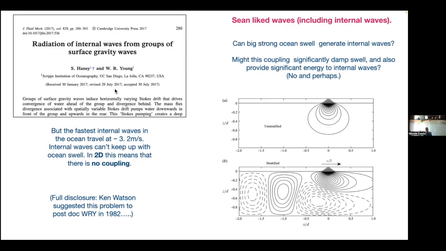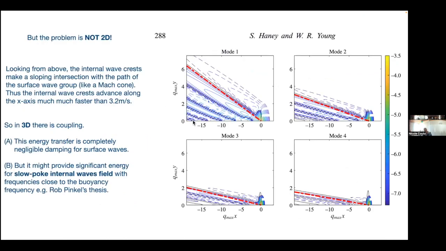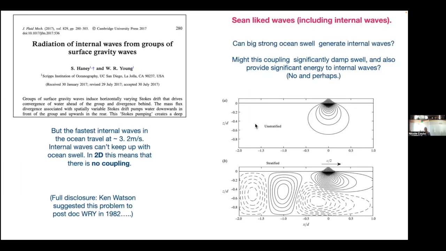The point about that is, even if the internal wave crests are advancing at 3 meters a second normal to the sides of the cone, the speed along the x-axis can be a lot greater than 3.2 meters per second. Through that purely kinematic effect, you do get coupling in the 3D problem, which isn't present in 2D. We did the math, and it's quite a mathematical paper, and Sean was wonderful at that. The conclusion is basically that the energy transfer is completely negligible for the effect on the surface gravity waves.